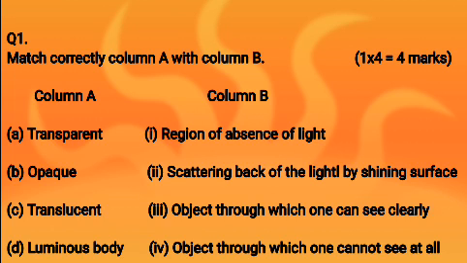Column B, option 1, region of absence of light. Number 2, scattering back of the light by shining surface. Number 3, object through which one can see clearly. Now column B, the fourth option, object through which one cannot see at all.